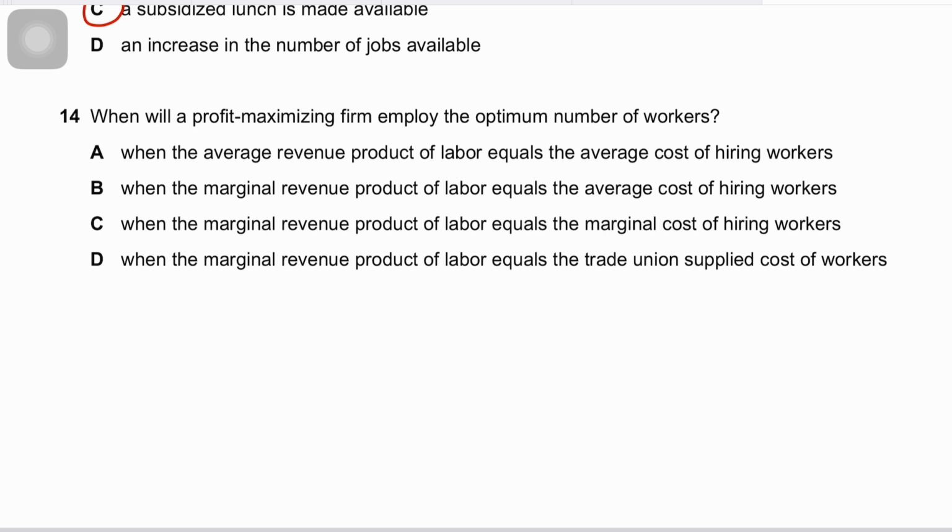Because beyond this point, hiring additional workers would result in the cost of hiring exceeding the revenue generated by the labor, hence reducing the firm's overall profits.